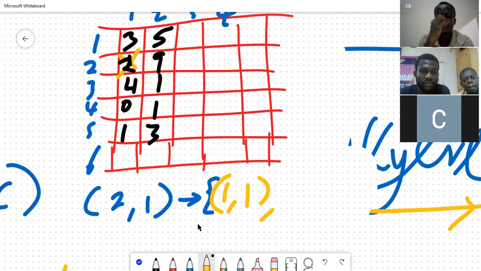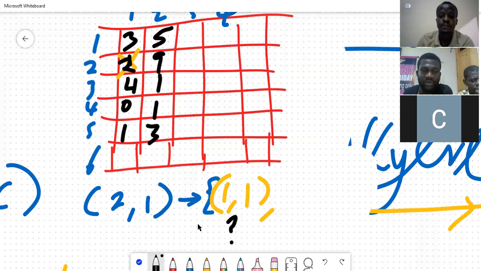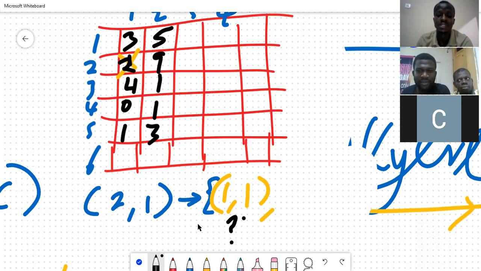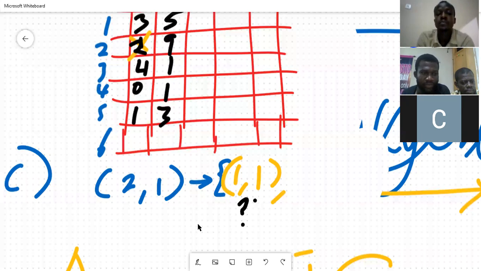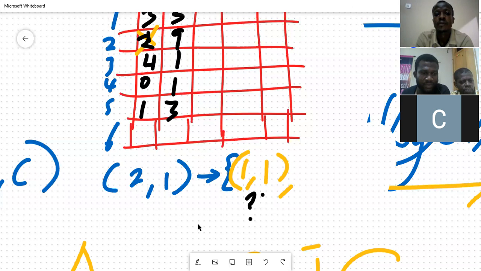And why is 1, 1 visible from cell number 2, 1? Why is this cell visible? Please listen first and then give an answer. Why is the cell number 1, 1 visible from cell number 2, 1? Okay, so you just said it without understanding what you were doing.